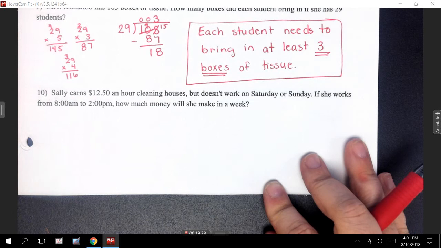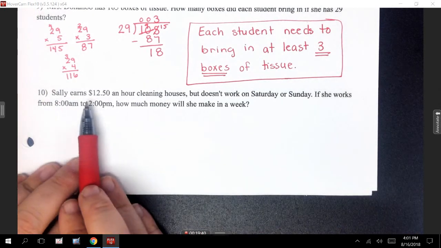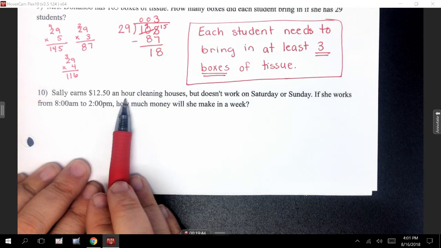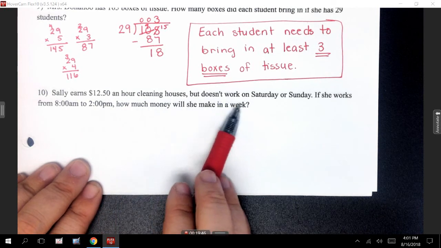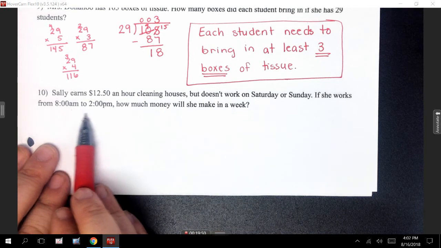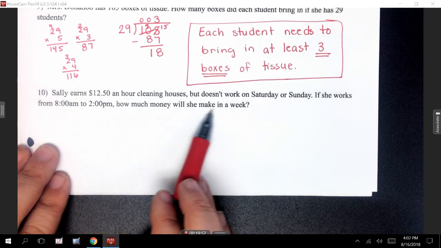All right. Whew. All right, here we go. Sally earns $12.50 an hour cleaning houses, but doesn't work on Saturday or Sunday. If she works from 8 a.m. to 2 p.m., how much money will she make in a week?